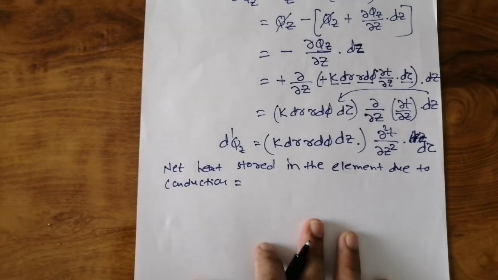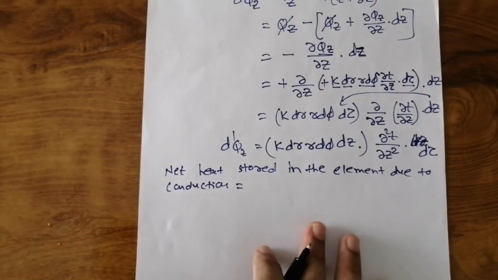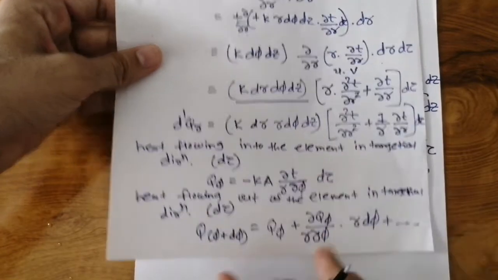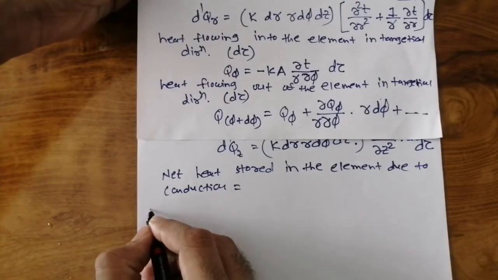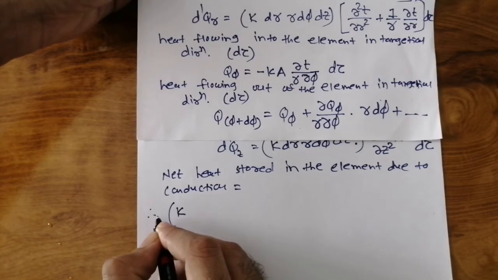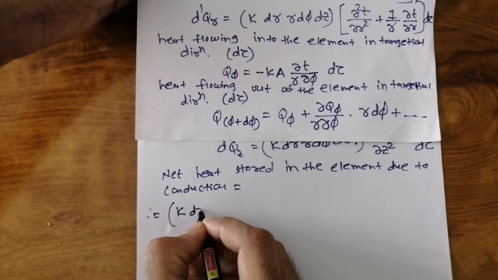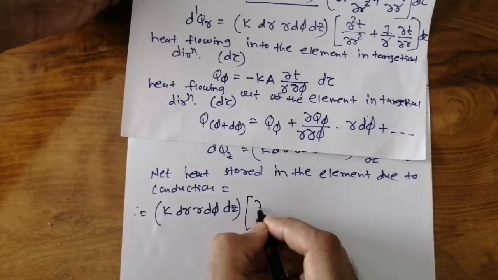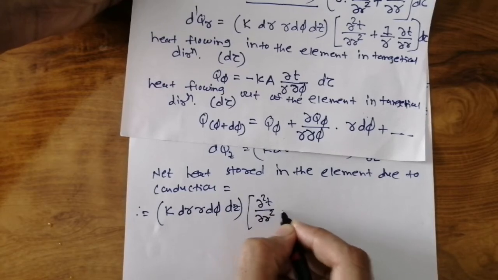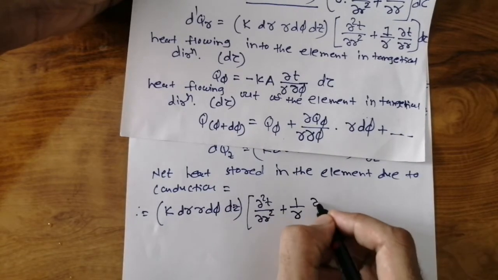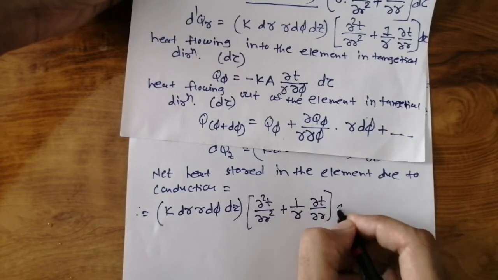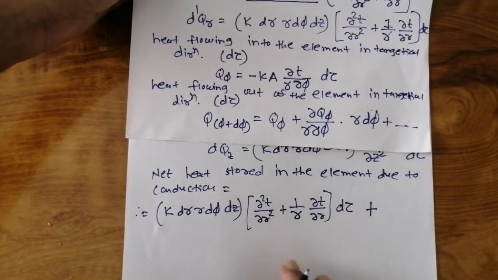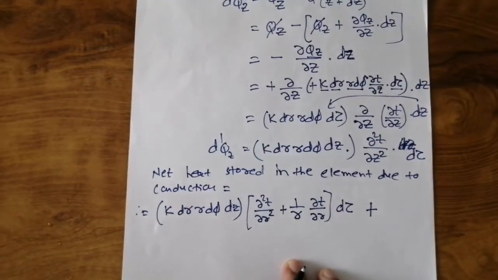So what will be our radial direction equation? We should write the radial direction equation first. So it will be k dr r d phi dz, inside the bracket del square T by del r square plus 1 upon r del T by del r, into d tau over. Plus, this is your radial direction equation, plus tangential direction equation will be considered.